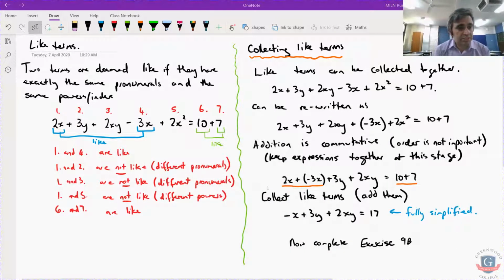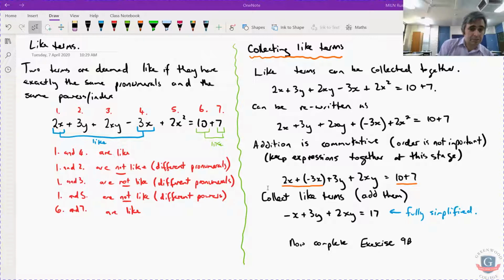Hi everyone. The next exercise is about like terms. Like terms are a concept you should have been introduced to last year, but we can go through it quickly now. Two terms are deemed like if they have exactly the same pronumerals and exactly the same powers or index. So I've got a little expression here that we can look at.